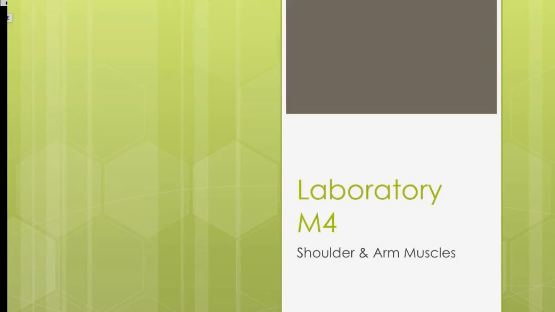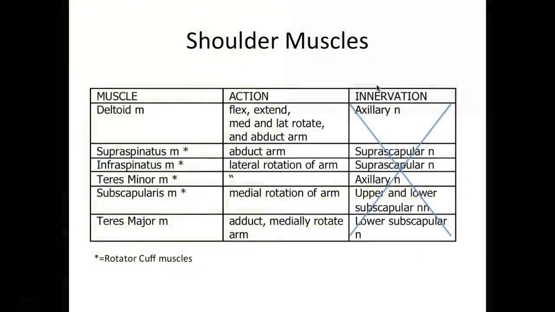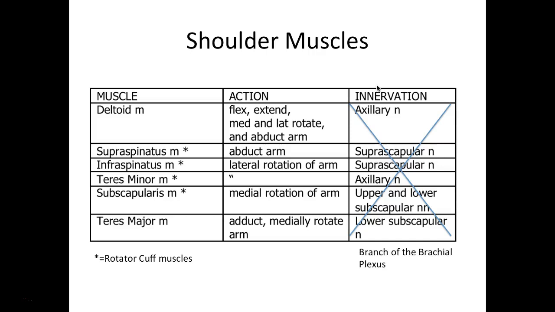Welcome to Laboratory M4, where we will cover the shoulder and arm muscles. Cross off the innervation portion and right branch of the brachial plexus. And you can see I put stars on these four muscles here. These are your rotator cuff muscles, which we'll talk about next.